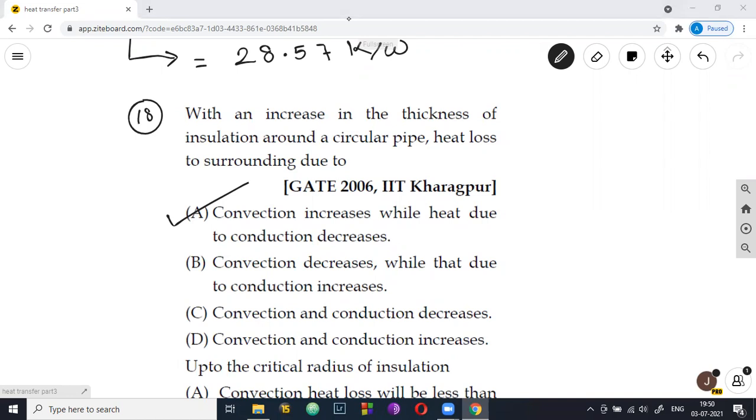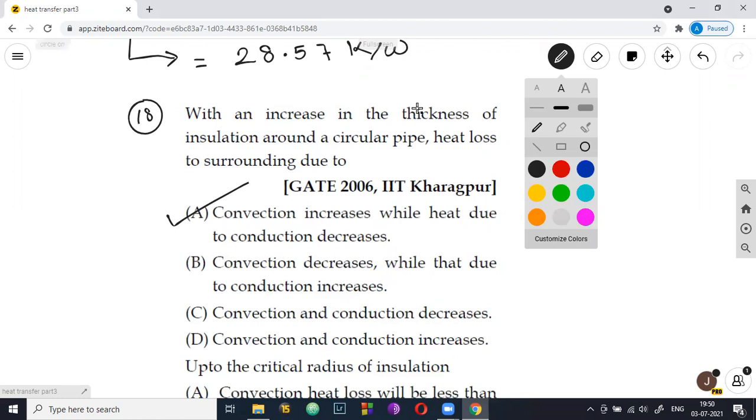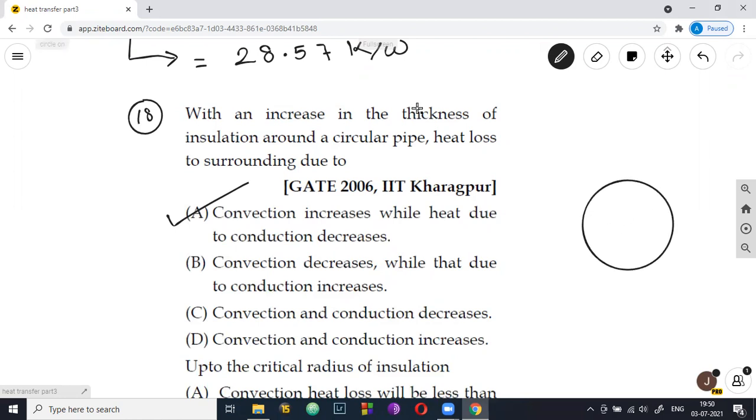Sir, can you explain with respect to convection, how it increases? Okay, let me show you with a diagram. You can get an idea from the diagram itself. Just let me draw a circle here. Okay, let's say this is a pipe. This is one pipe, and I have not provided any insulation here. So this is your inner radius R1 and this is your outer radius R2, a hollow cylinder body.